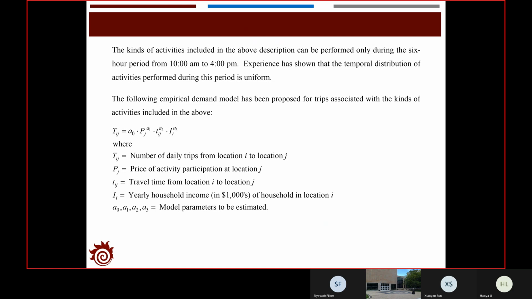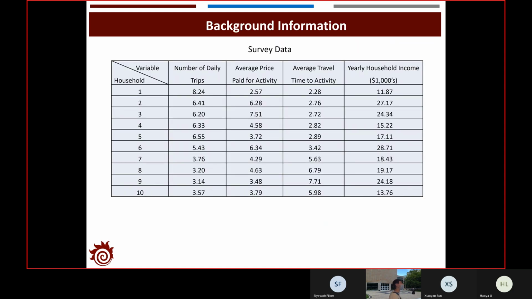Pj is the price of the activity at location J, Tij is the travel time from I to J, and Ii is the household income at location I. So those are the variables we can observe, and A0 to A3 are the parameters we want to calibrate. So that is the model, and we also have the survey data.